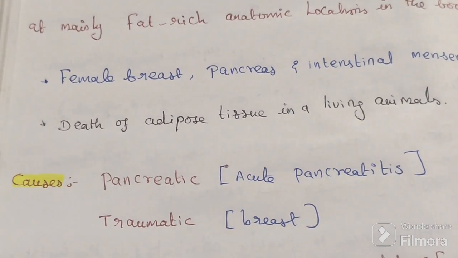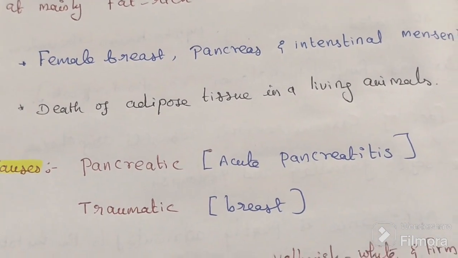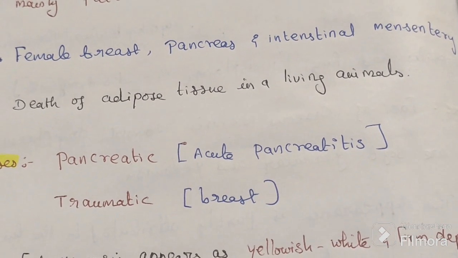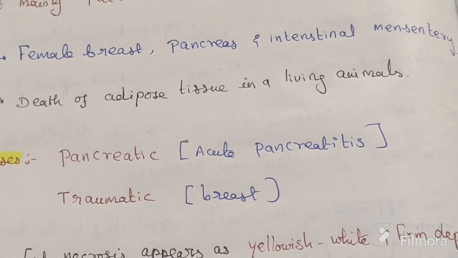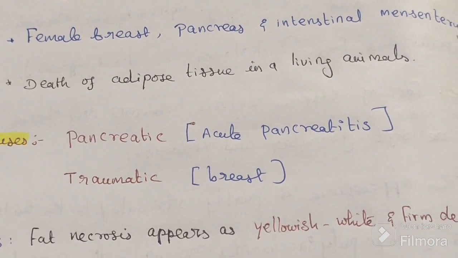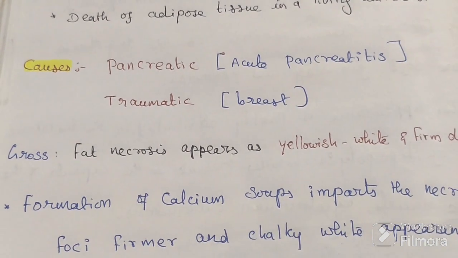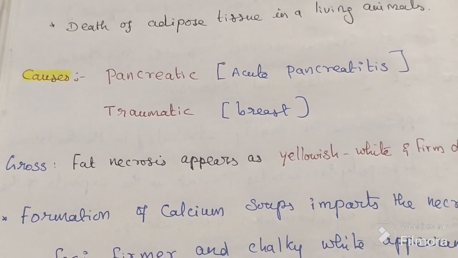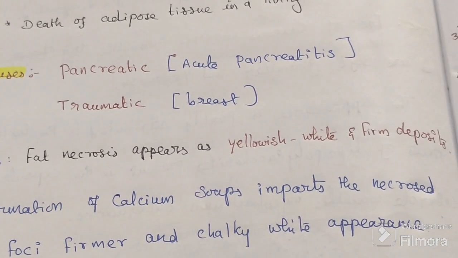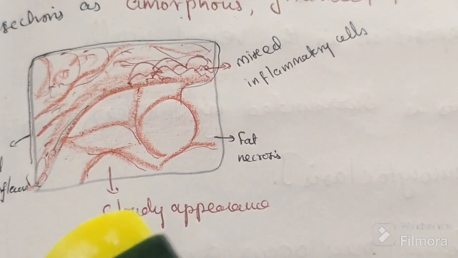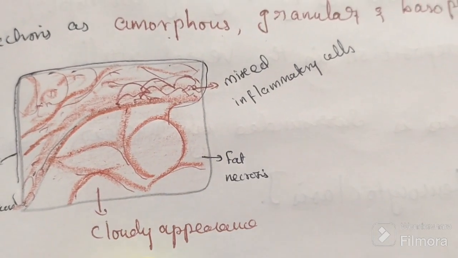Causes are acute pancreatitis or trauma in the breast. Grossly, it looks yellowish white. Necrosed fat has a cloudy appearance.